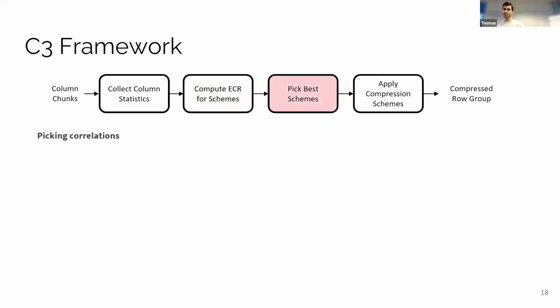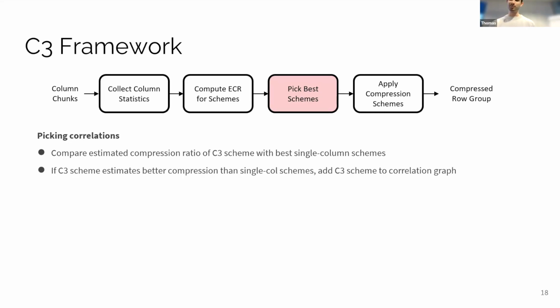After having computed all of the expected compression ratios, we now need to decide which schemes to pick. For every C3 scheme, we compare the expected compression ratio to those of the best single column schemes for those columns. And only if a C3 scheme is estimated to compress better than the single column schemes do we consider the C3 scheme for further usage, and we add it to a correlation graph.